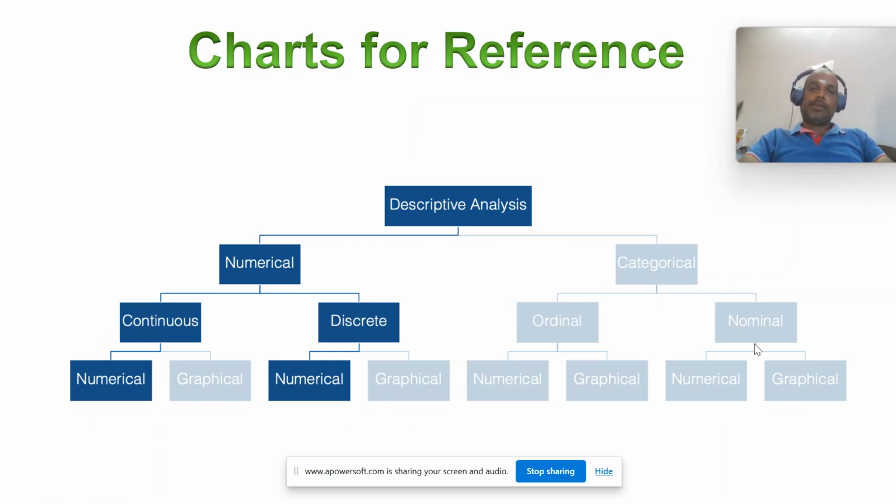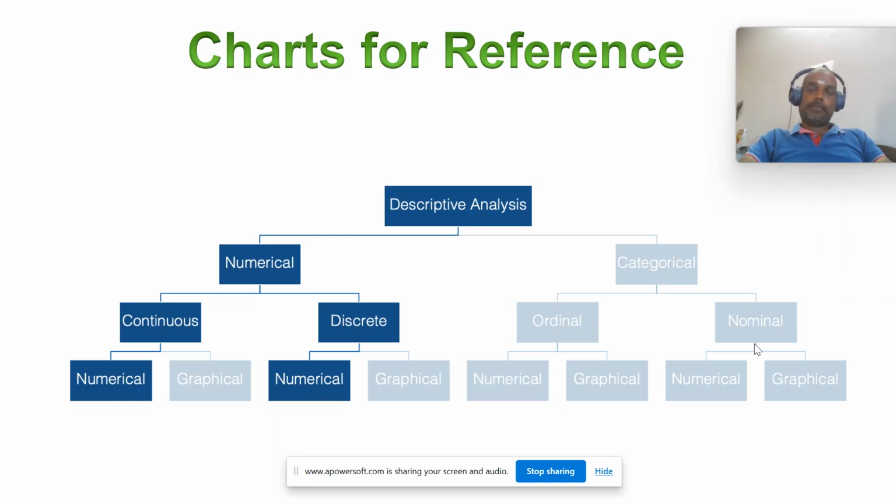As I said, it's numerical data. This falls under the category of descriptive analysis. Under descriptive analysis, we have numeric and categorical data. It's purely numerical data. And what kind of numerical data? Either it may be discrete or it may be continuous. That is numerical data. That's it.